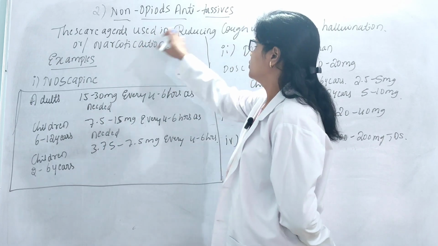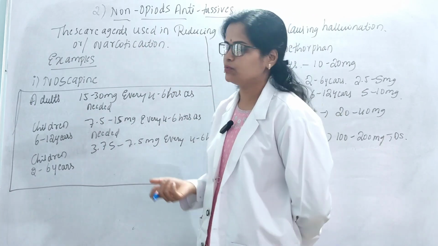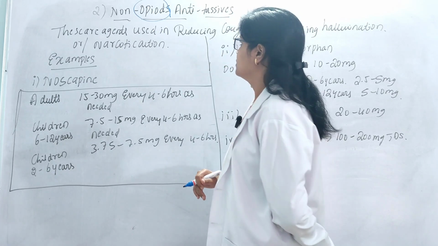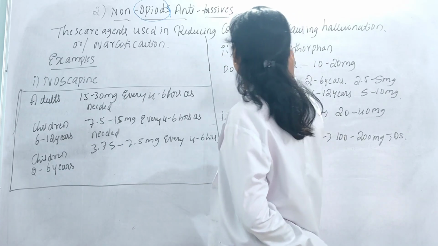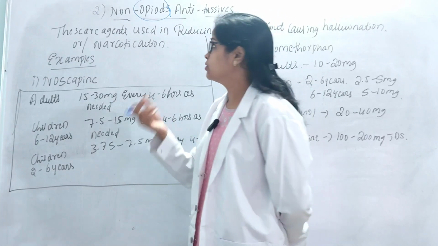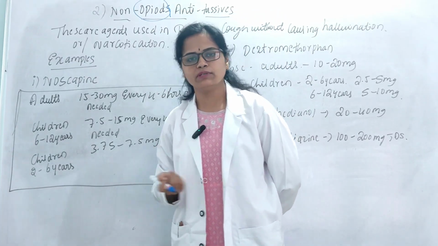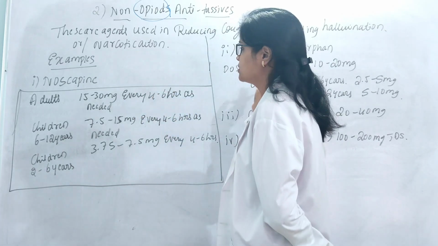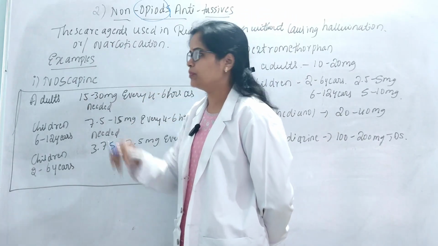Next we'll see about the non-opioid antitussives. These are the agents used in reducing the cough without causing hallucination or narcotic action. Opioid drugs are always causing hallucinations and narcotic action, but the non-opioids are not causing hallucinations and narcotic actions in the patients.